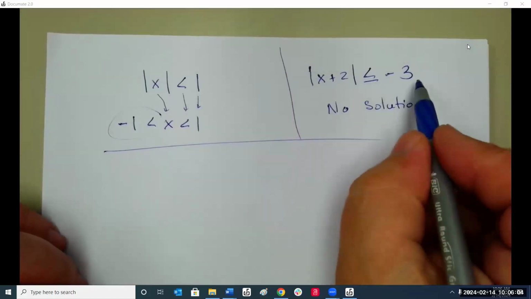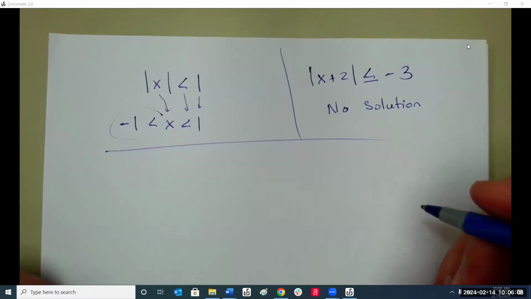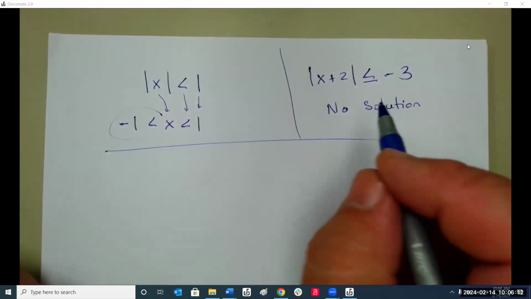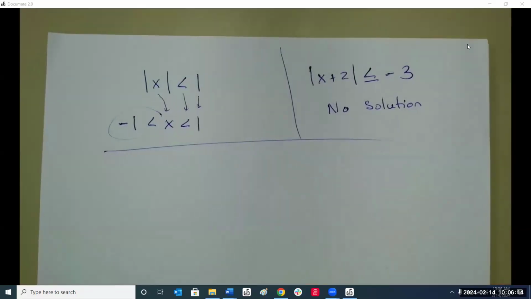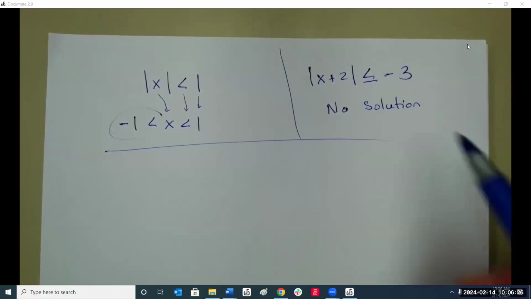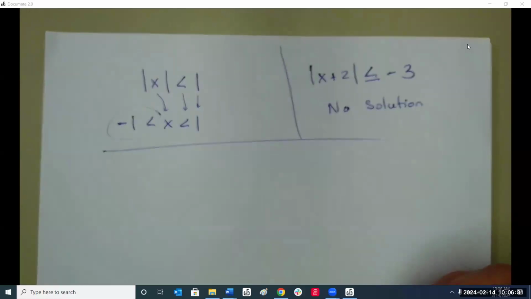Absolute value, can it ever be less than a negative number? Trick question. I like to build your confidence up and smash it. No, I just see if you were paying attention, because remember, absolute values always give you positive numbers. It cannot be less than a negative number, because there's no way this number can be negative, period.